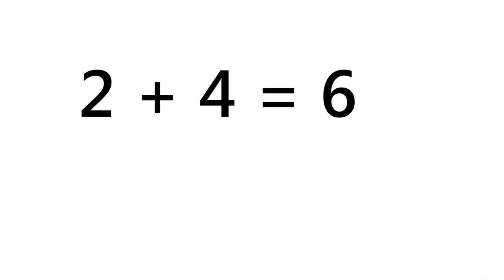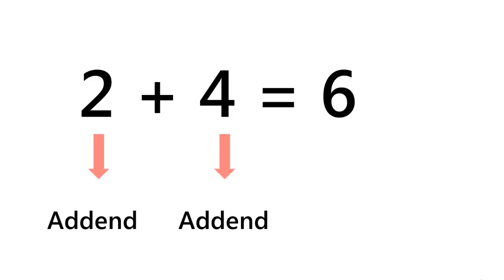In this video, we will be looking at adding single-digit whole numbers. Before we begin, let's look at some basic vocabulary used when adding whole numbers. Numbers that are being added together are called addends. In this equation, the 2 and the 4 are the addends. The answer, or total, is called the sum. Here, our sum is 6.